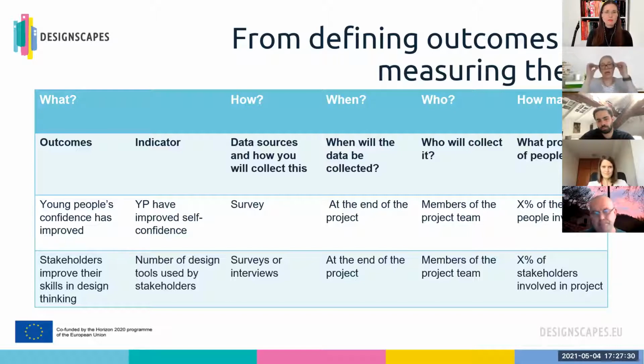And similarly, if you've got an outcome for stakeholders improving their skills in design thinking, which has been quite a feature, I think, in Designscapes funded pilots. Again, we can think about a useful measure of this being the number of our stakeholders that now use design tools, and then how can we get this information. We might want to have a chat with them, or if we've got enough stakeholders, we might want to survey them, and when would we want to do this? Probably at the end of the project.